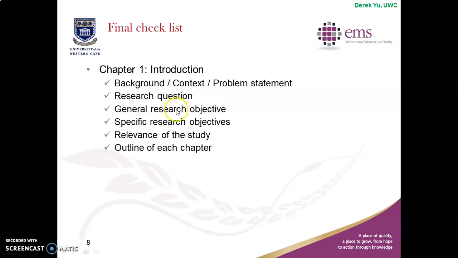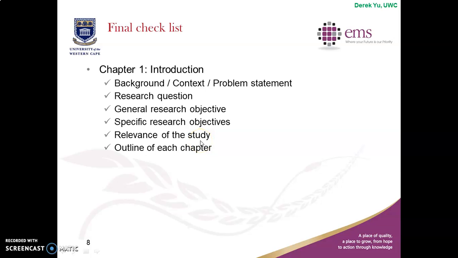Chapter 1, Introduction. Okay, just check if you have covered the following: the background, context, problem statement. It means setting the scene, actually. Your research question. And then we usually convert the research question into the general or broad research objective. Just a friendly reminder, there is only one general or broad research objective. But for the more specific research objectives, you must have at least two. So the aim of the specific objectives are to do certain things in order to achieve the general research objective.